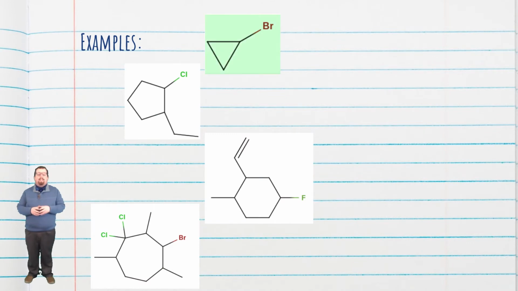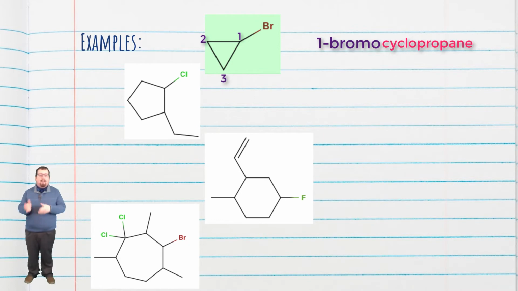For the first one, let's look at the cyclic part of this molecule. How many carbons are on it? I count 3. So the name of the parent chain, or your root name, will be cyclopropane. Now, which one of those carbons is carbon number 1? Well, the one with the substituent, of course. That makes this 1-bromocyclopropane.